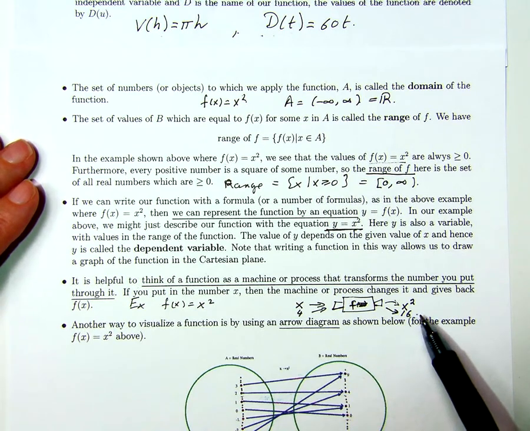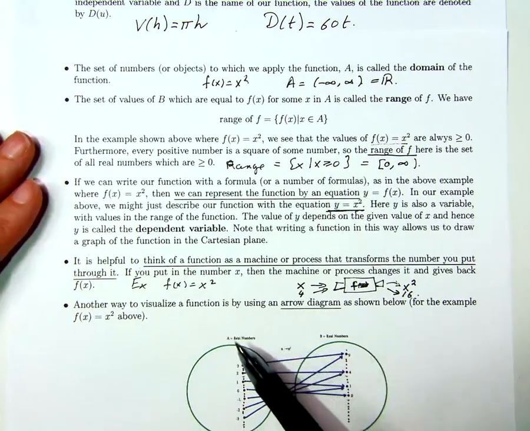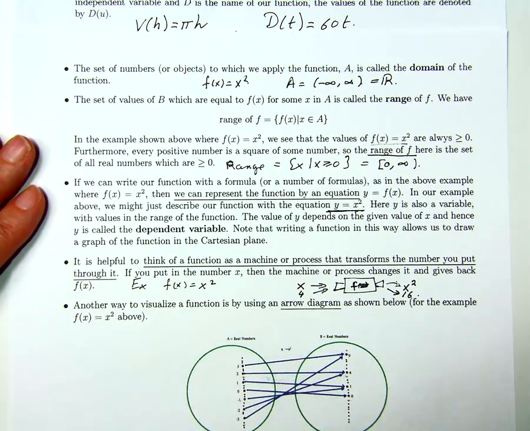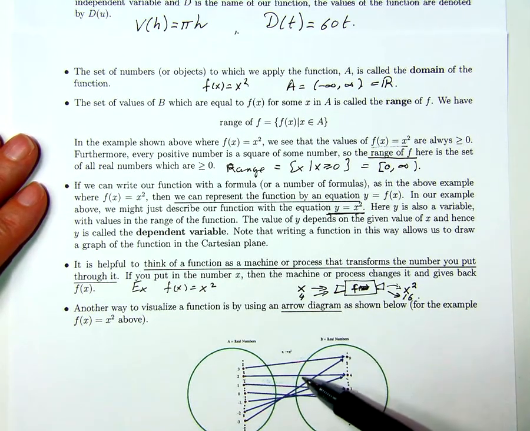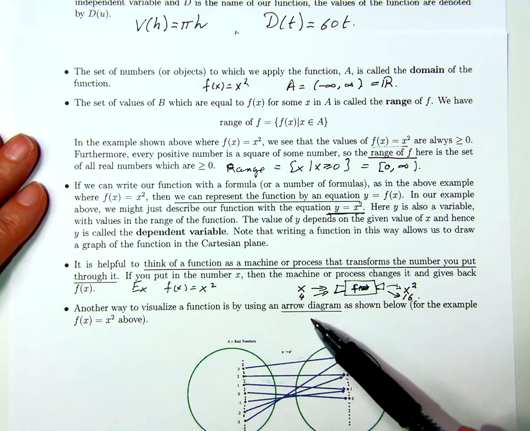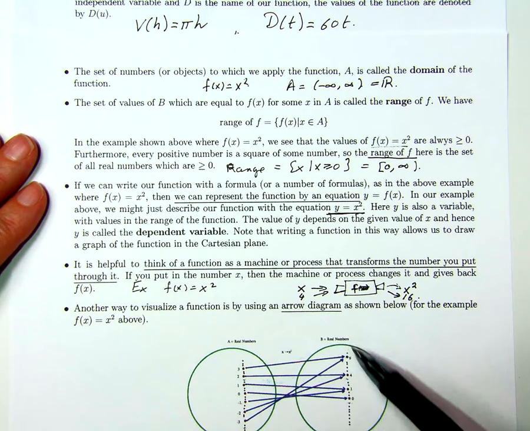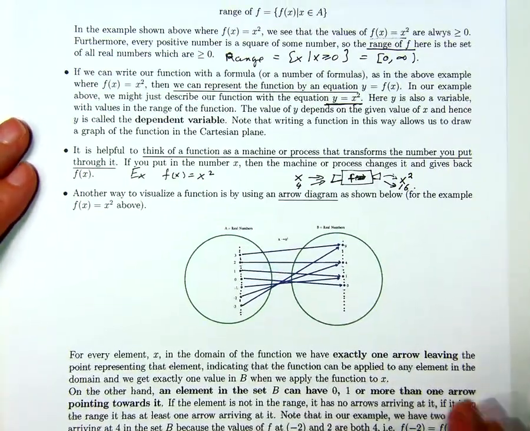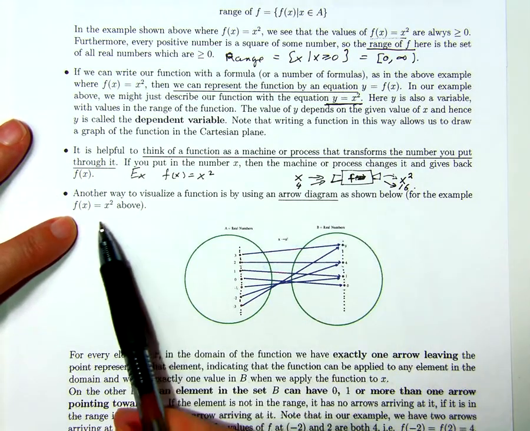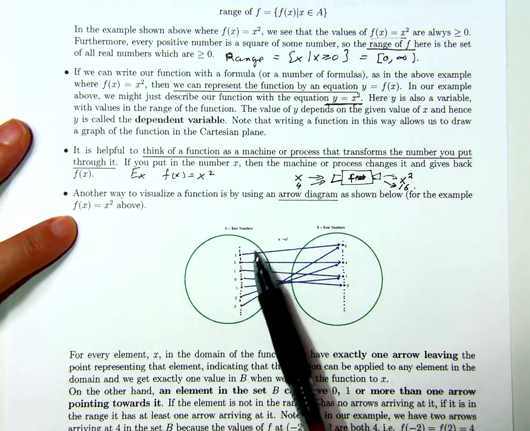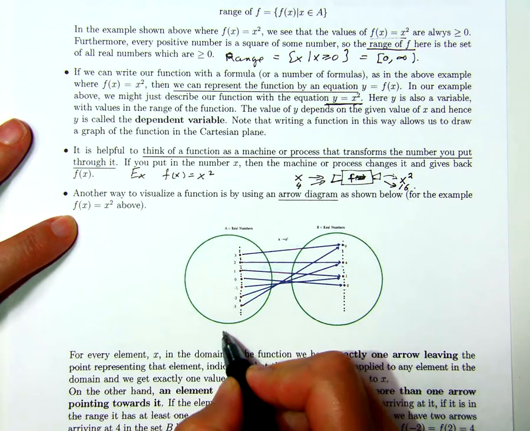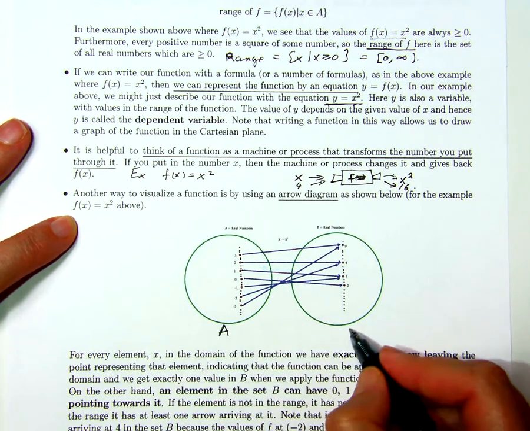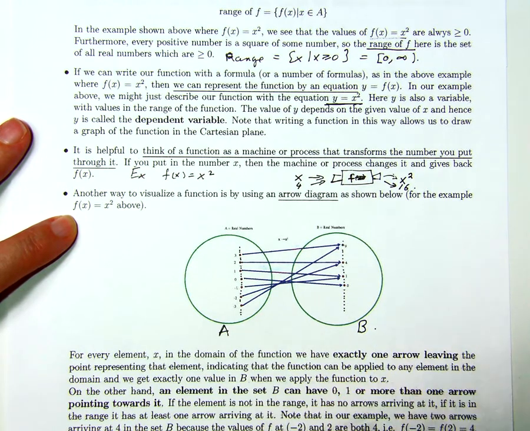Another way to visualize a function as a process is by using an arrow diagram. And here we show an arrow diagram for f of x equals x squared. We have the domain A here on the left, represented with a Venn diagram for a set, and B, the target set, is on the right.